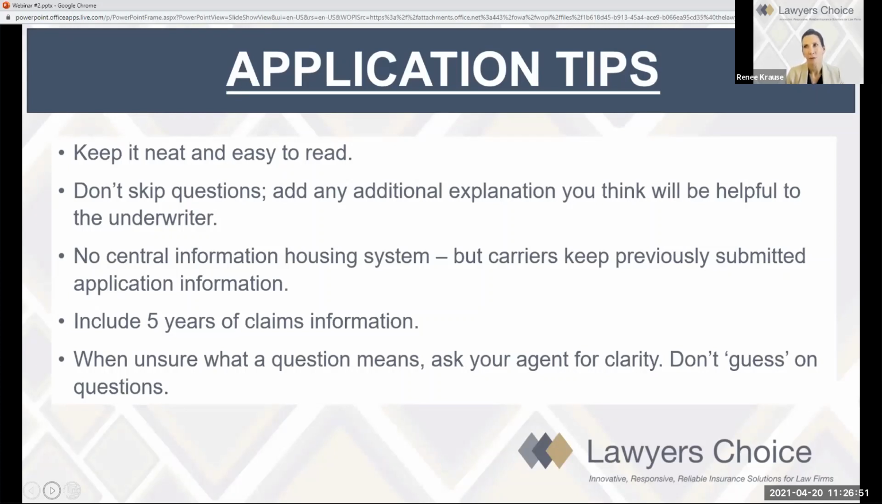Keep in mind, there's no central information housing system for your firm's information, but carriers do keep any information they've seen in the past. So if your application has come before them in years past, they'll know about that. Always include 5 years of claims information if you've had a claim. And when you're unsure what a question means, ask your agent for clarity. Don't ever guess on a question. And also keep in mind, you can augment and add additional information when you're completing your application. So you can add an attachment if you want to more fully explain a question.